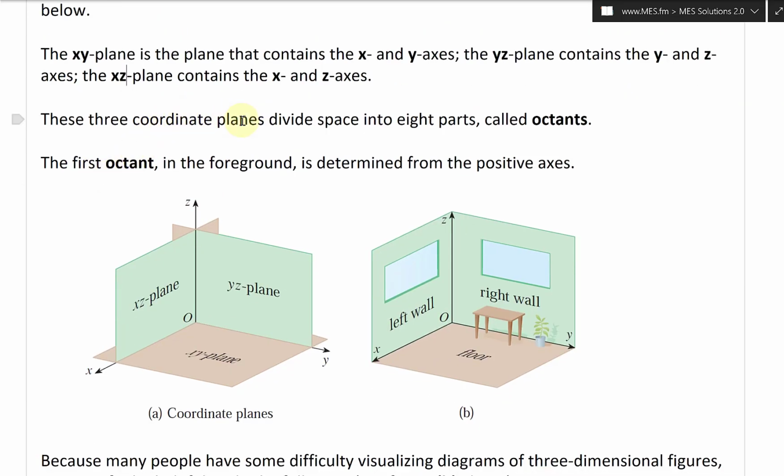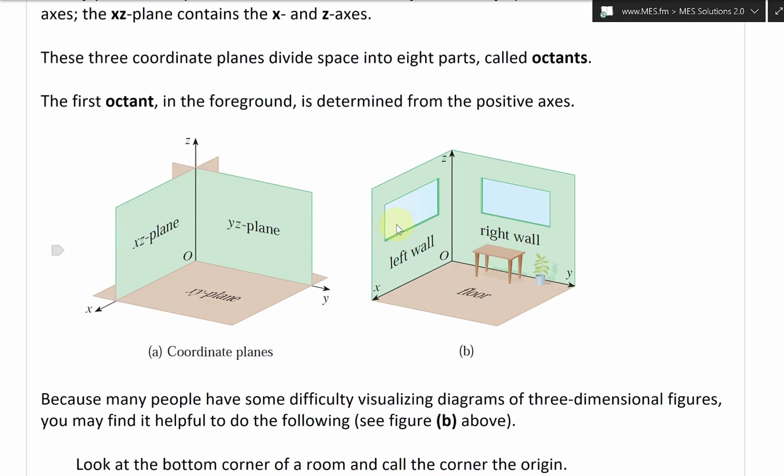These three coordinate planes divide space into 8 parts. So you have one here, then another one in the back, and here, 3, 4, and then you also have the negative sides. So you're going to have another 5, 6, 7, and then behind that is going to be 8. So you have 8 parts total, and those are called octants. The first octant in the foreground, right here, is determined from the positive axes. So those are the positive ones over there.